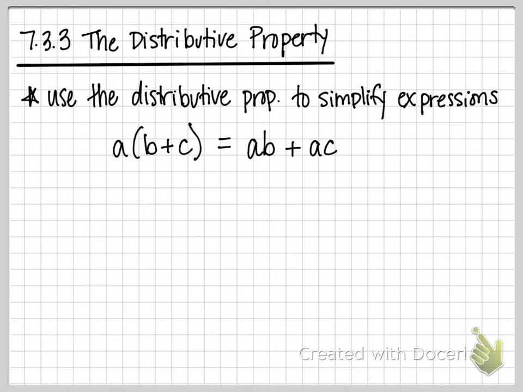So what the distributive property does is it is multiplying the number that's outside of the parentheses to each number inside of the parentheses. So what this becomes is A times B. Do you see that? Plus A times C. So we multiply in that coefficient to each term.